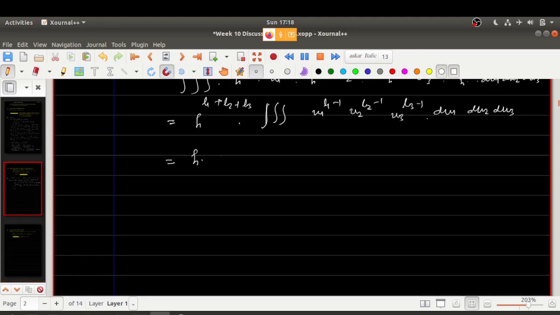Then by the Dirichlet formula it is gamma of L1 gamma of L2 divided by gamma of L1 plus L2 plus 1 by the Dirichlet formula.